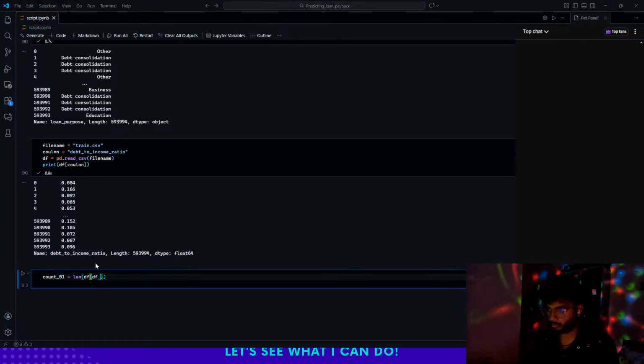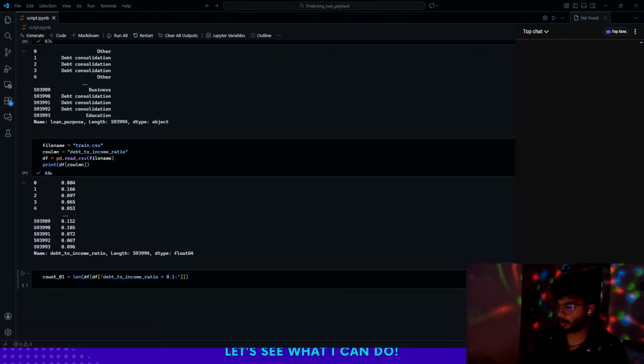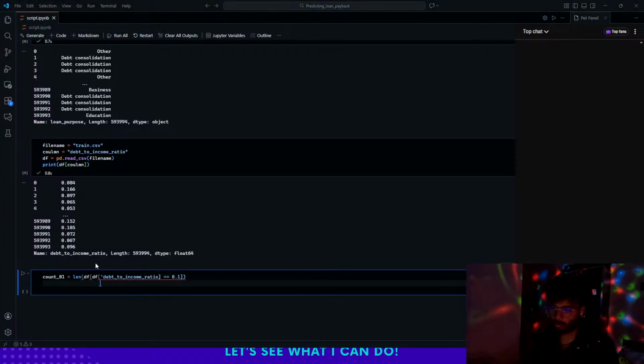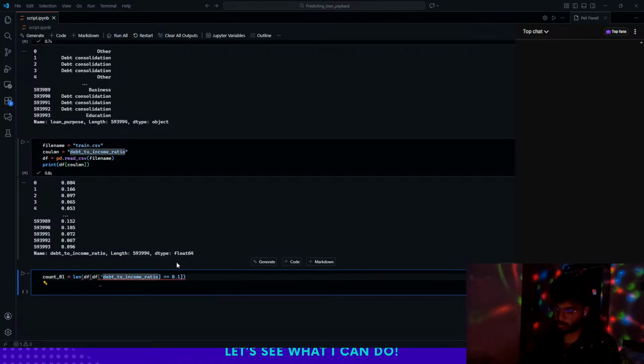df dot debt to income of to 0 point now equal to, is it correct? Probably yes. Okay, cool.